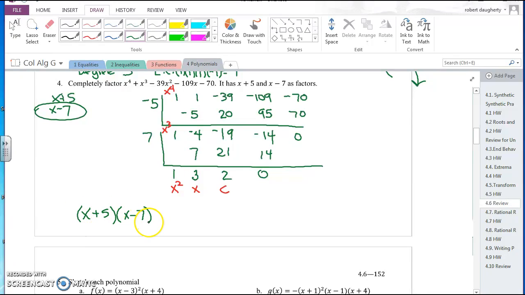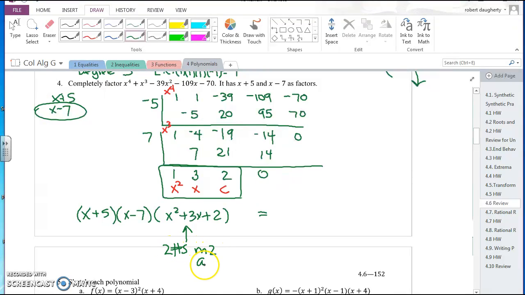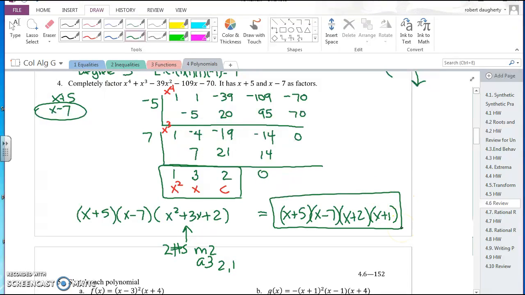So I now know that this polynomial is x plus 5, x minus 7. Those are the two factors that I found. And then what did I get in my final answer here? That's x squared plus 3x plus 2. And to factor this, I need two numbers that multiply to give me 2 and add to give me 3. Those are a 2 and a 1. So my final answer is x plus 5, x minus 7, and then x plus 2, x plus 1. So that's the final factorization of that polynomial. Okay, that's the end of page 1.